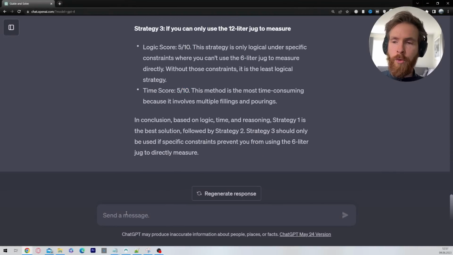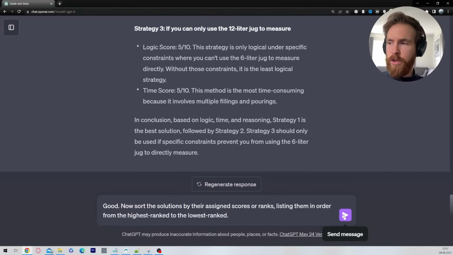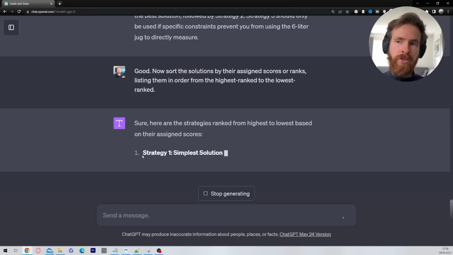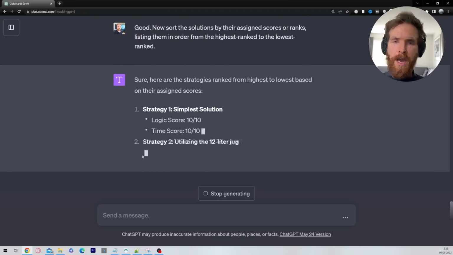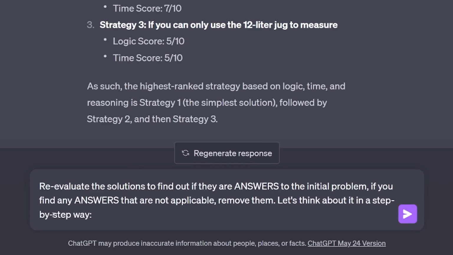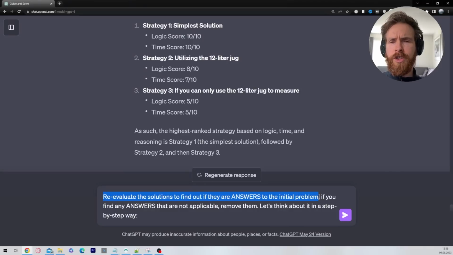Since I want to follow through with the prompt sequence, I'm just going to sort the solutions in the order of ranks. If we have many solutions, this helps us keep it more organized, right? So you can see here, we have rank number 1, strategy 1, 2, 3. And the next step, that is quite an important one. Re-evaluate the solutions to find out if they are answers to the initial problem. Sometimes GPT-4 comes up with strategies or solutions that don't really answer the problem. That's why I want to include this.